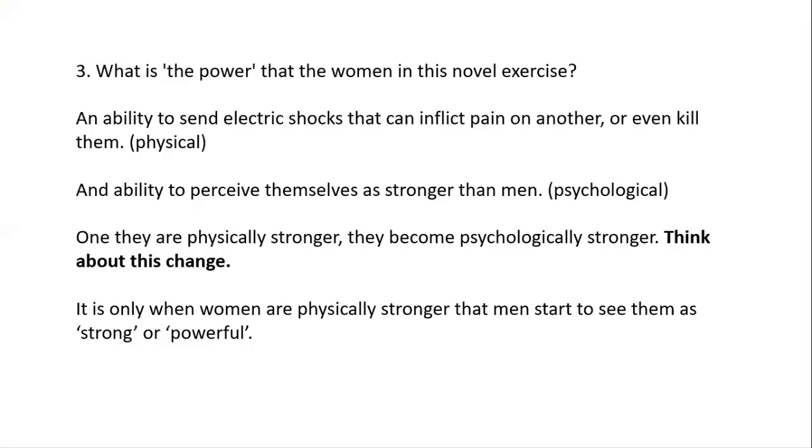Okay, but in the novel, men's perceptions of women only start to change once they see the physical change in the females. That is very important for you to understand: without that physical alteration, they wouldn't be viewed as more powerful or stronger, even if they are mentally stronger. So it's almost as if you need that biological, physical proof before you can actually say that females are stronger.